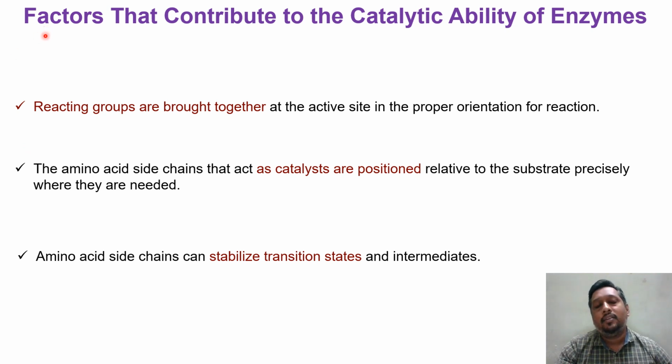Now let us see the factors that contribute to the catalytic ability of enzymes. Reacting groups are brought together at the active site in the proper orientation for reaction. The amino acid side chains that act as a catalyst are positioned relative to the substrate precisely where they are needed. Amino acid side chains can stabilize the transition states and intermediates.